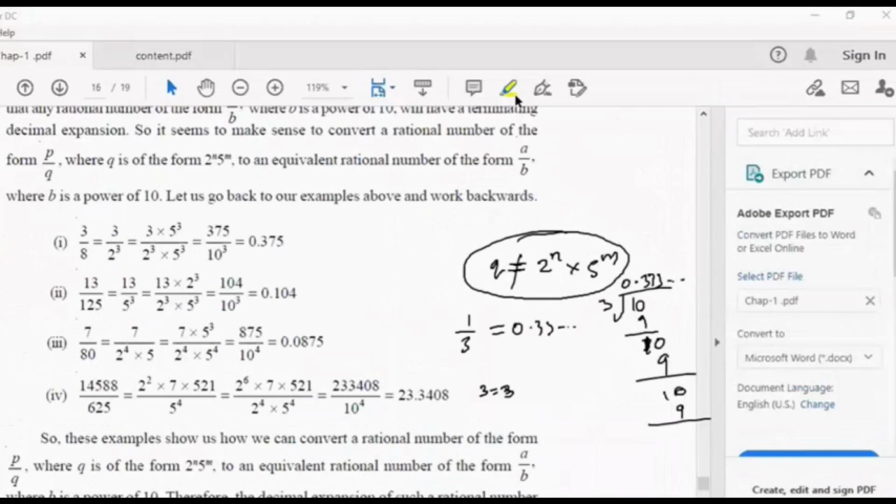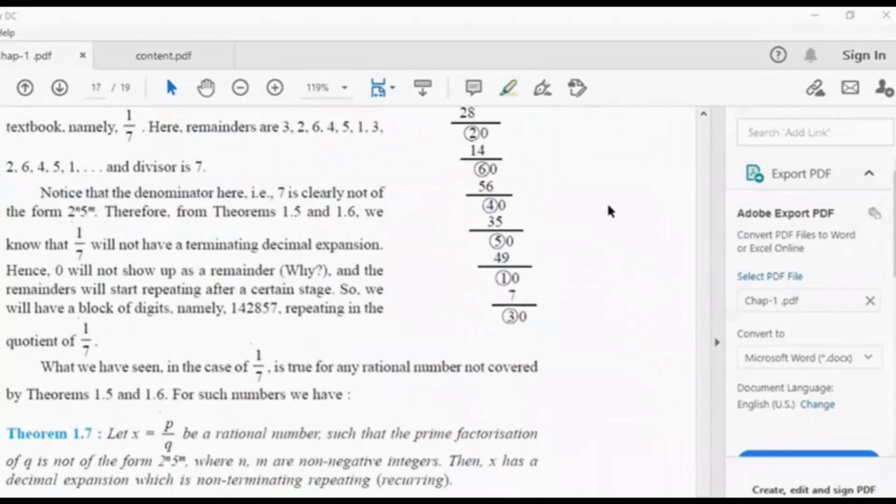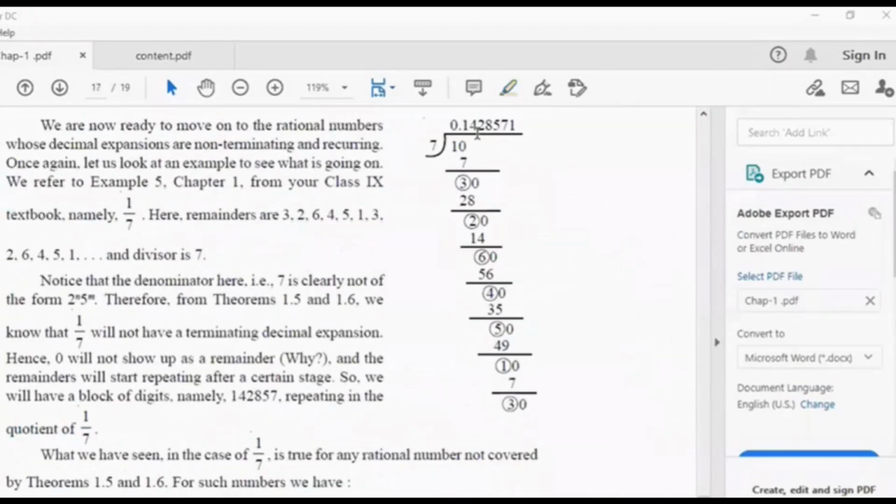One example given here in the textbook is 1 by 7. Look here, 1 by 7 is given by the long division method. The decimal form is like this: 0.142857 1, etc. So for any non-terminating rational number, at one place it will start repeating.